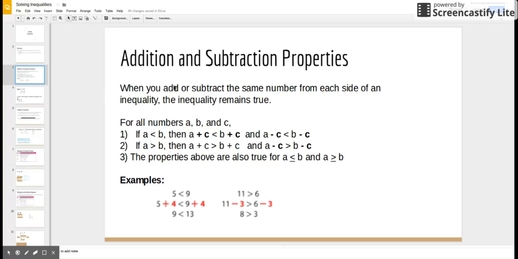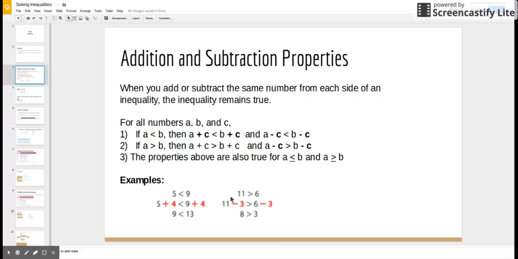When you add or subtract the same number from each side of an inequality, the inequality remains true. So it's very similar with equations. Whatever you do to one side of the inequality, you do to the other, and the inequality should remain the same. So if you have 5 is less than 9, 5 plus 4 should be less than 9 plus 4 because you're adding the same number, which is true. 9 is less than 13.